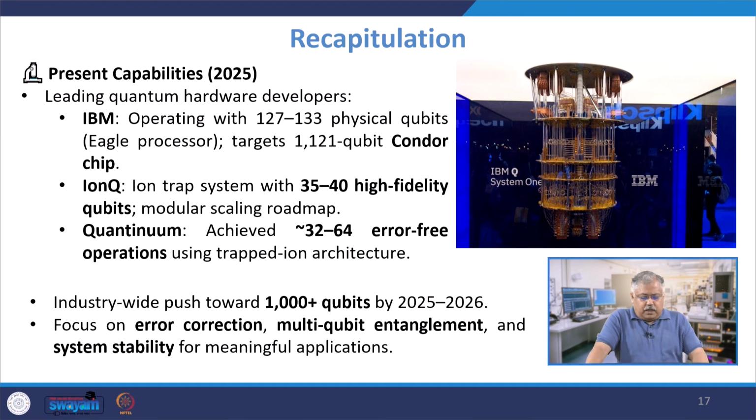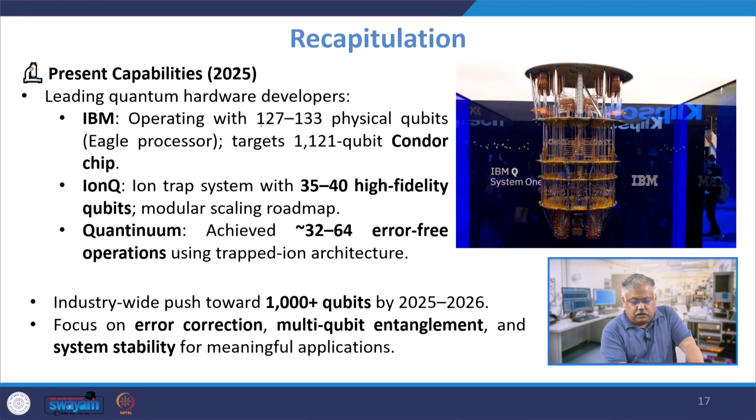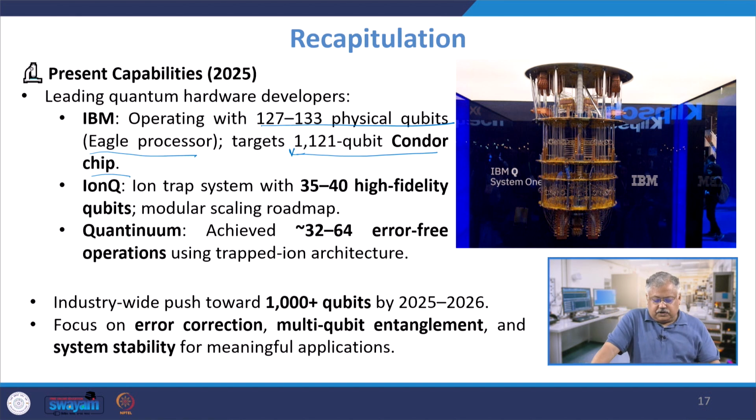In 2025, of course, IBM operates with 127 to 133 physical qubits, known as the Eagle processor, and it targets about a 1121 qubit Condor chip. They are trying to go ahead with that. This is IBM's quantum mission. IonQ, an ion trap system, has 30 to 40 high fidelity qubits available, and they are very modular in their scaling roadmaps. And Quantum achieved 32 to 34 error free operation using trap-time architecture.